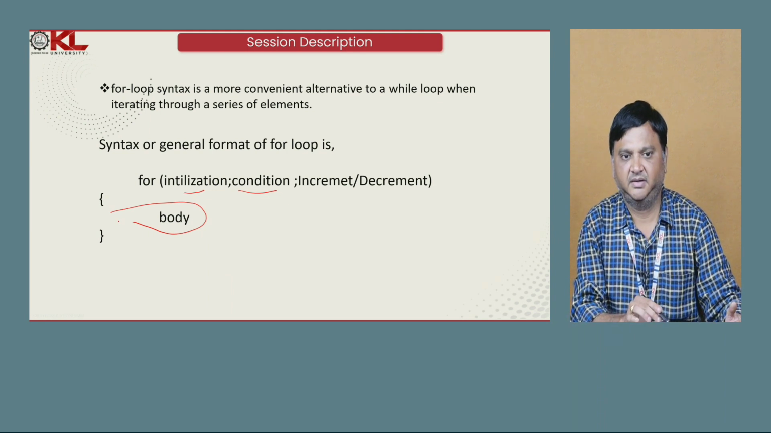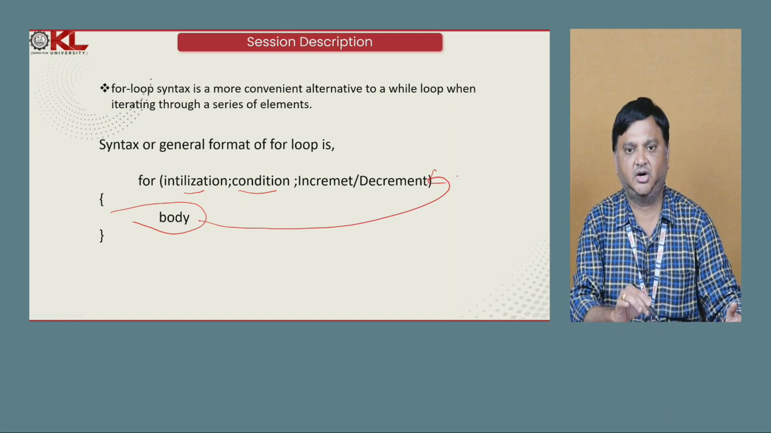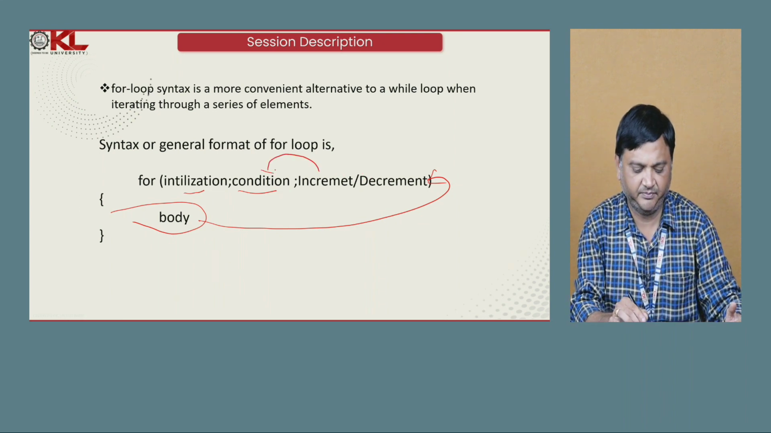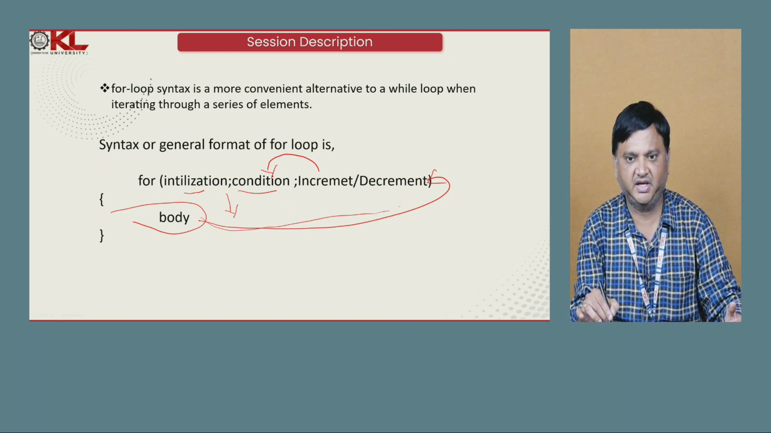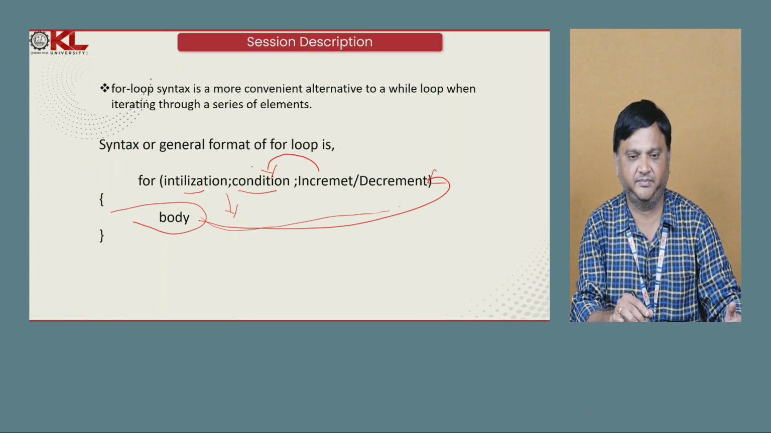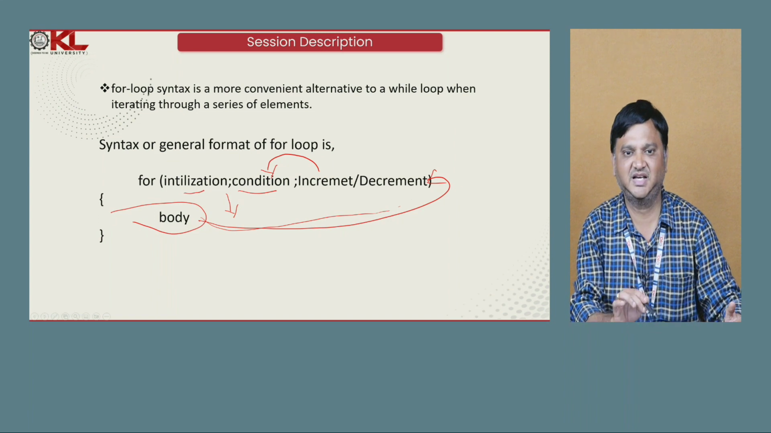Once the body is executed, again you are going to increment or decrement the value. Once you increment or decrement the value, again it checks the condition. If the condition is true, again it goes inside the body, then again to increment or decrement, and again it checks the condition. This will be repeated until the condition is no longer satisfied.